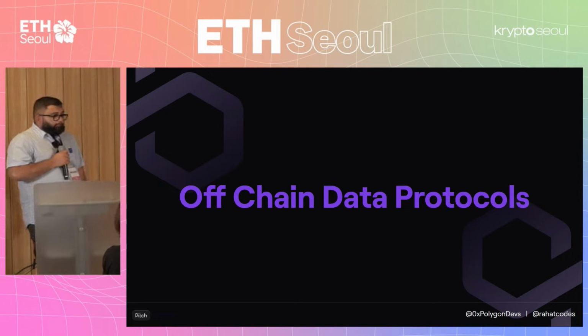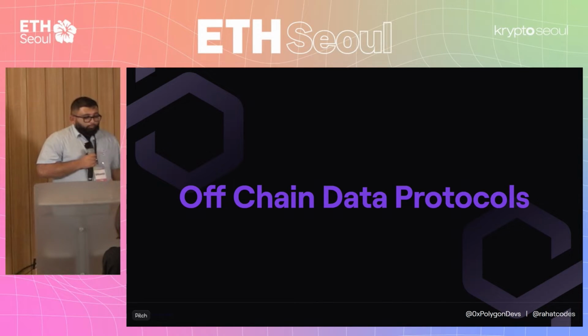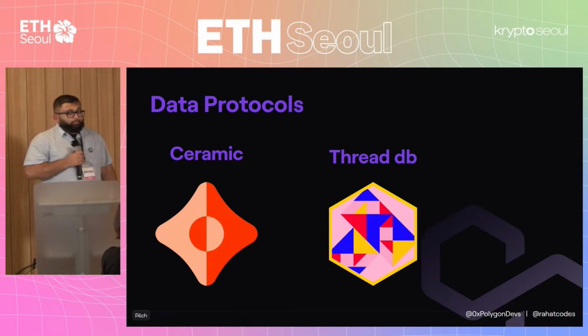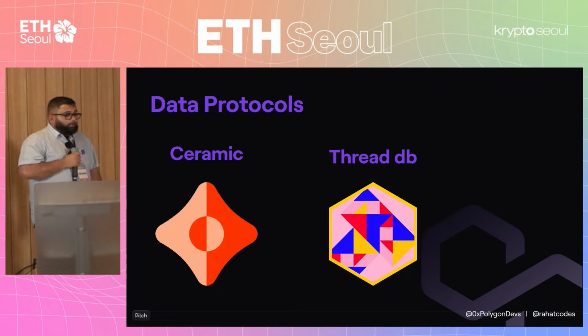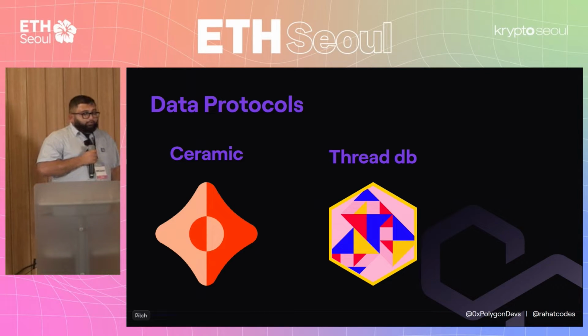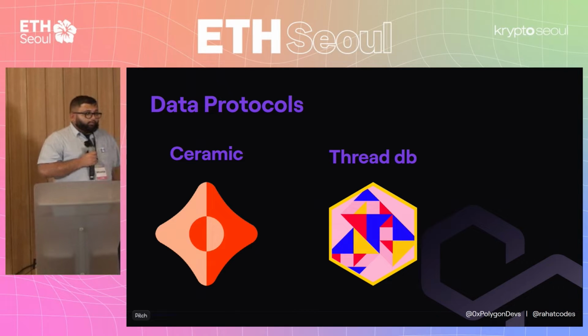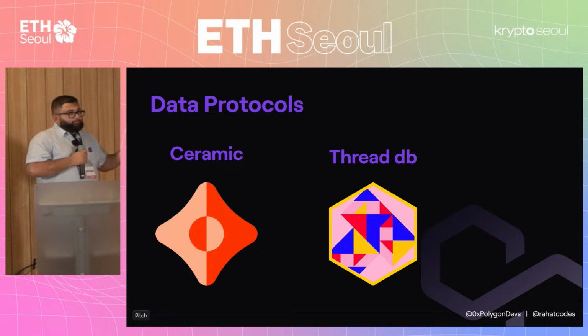So now we go into different off-chain data protocols. Two of my favorites in this area are Ceramic and ThreadDB. Ceramic is doing a lot of really cool stuff in this sense where you can have these different data streams and profiles because not everything needs to be saved on chain. Not everything should be saved on chain, but it should be saved in some type of decentralized manner. So definitely recommend taking a look here.